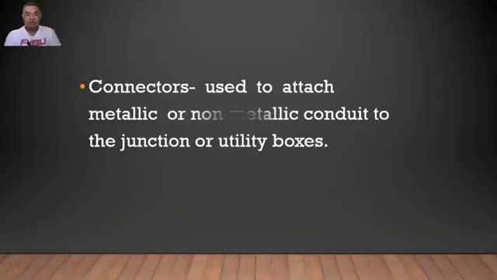Okay, next we have connectors. So used to attach metallic or non-metallic conduit to the junction or utility box. So for example, if you are now trying to connect a utility box to a conduit, at the end of the conduit you will put a connector, so that our conduit will be attached, or will be fastened to the utility or junction box.